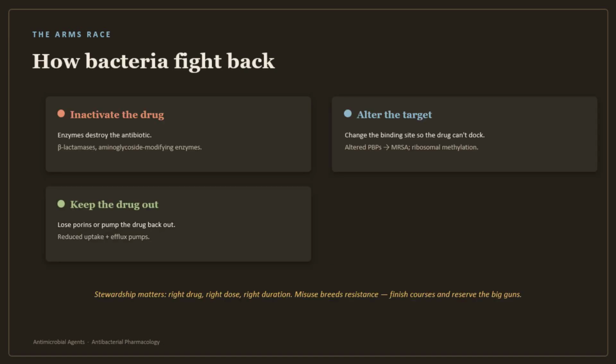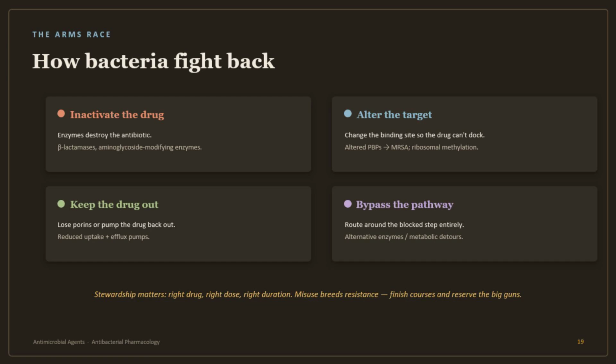Before we wrap, let's talk about the arms race, because bacteria are not sitting still. They fight back, and they've got 4 main strategies. Strategy 1: inactivate the drug using enzymes that destroy the antibiotic, like the beta-lactamases and aminoglycoside-modifying enzymes. Strategy 2: alter the target, changing the binding site so the drug can't dock. That's altered PBP giving you MRSA, and ribosomal methylation.